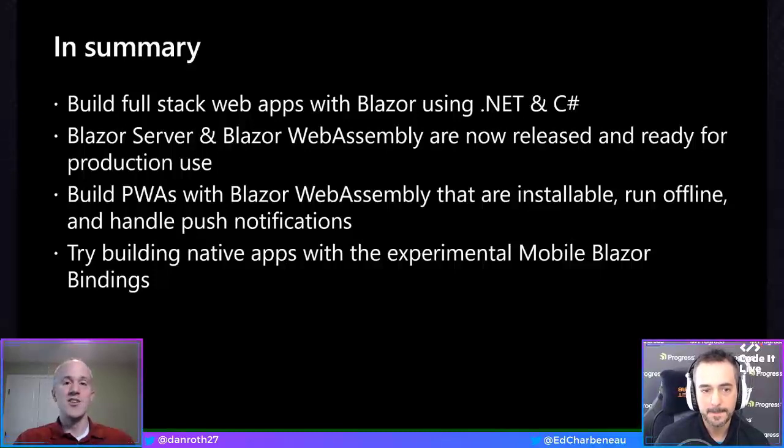Yep. So that's what I had to show today. In summary, you can now build full stack web apps with Blazor using .NET and C#. Both Blazor Server and Blazor WebAssembly have been released and they're ready for production use. You can build progressive web apps with Blazor WebAssembly that are installable. They can run offline. They can handle push notifications. They can do anything that a modern web app can do. And we also encourage you to try out some of the experiments that we've been doing with native apps using Blazor, especially the experimental mobile Blazor bindings.